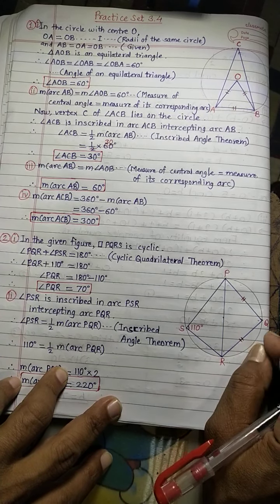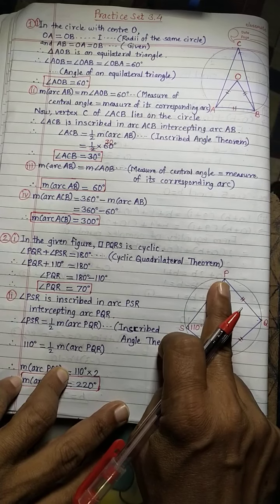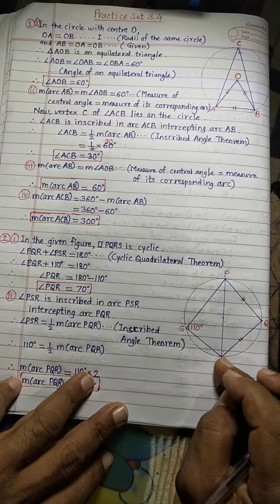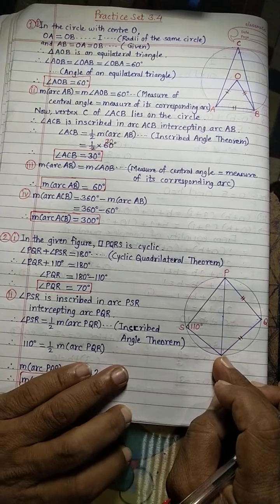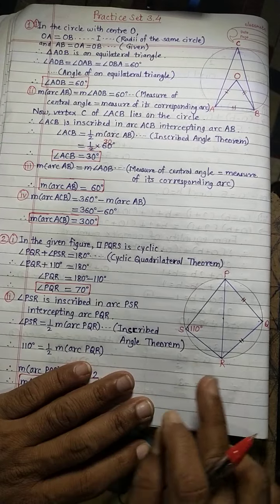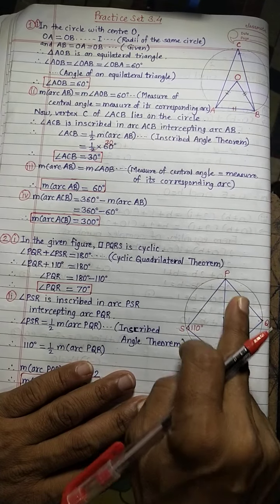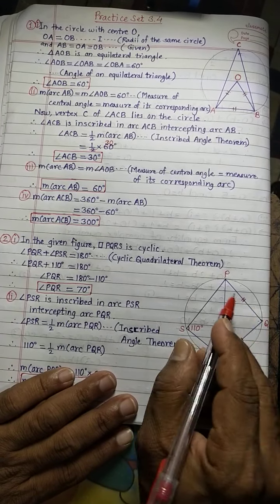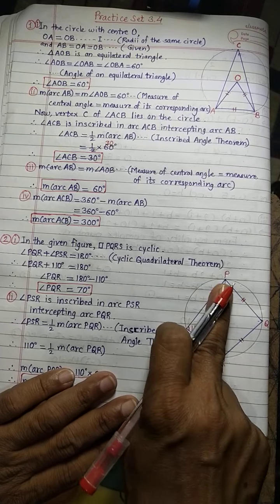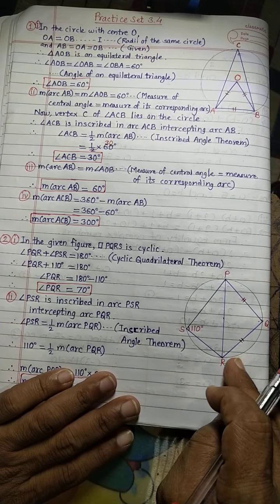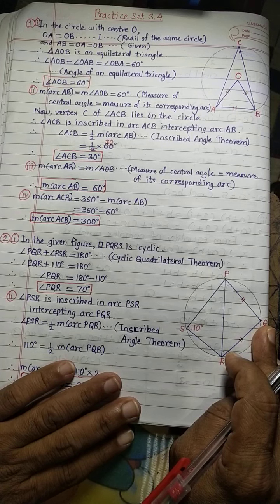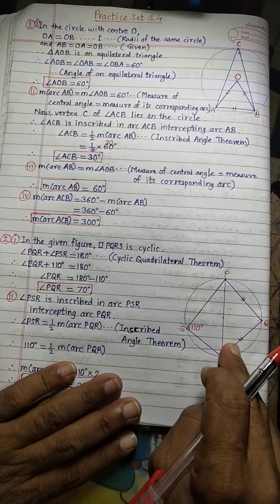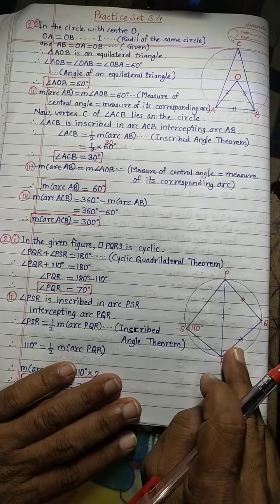Why? Because it is given to us. So chord PQ is congruent to chord RQ here. Now we all know that corresponding arcs of congruent chords are also congruent to each other. Here arc PQ and arc RQ are the corresponding arcs of these congruent chords, so they are also congruent to each other.